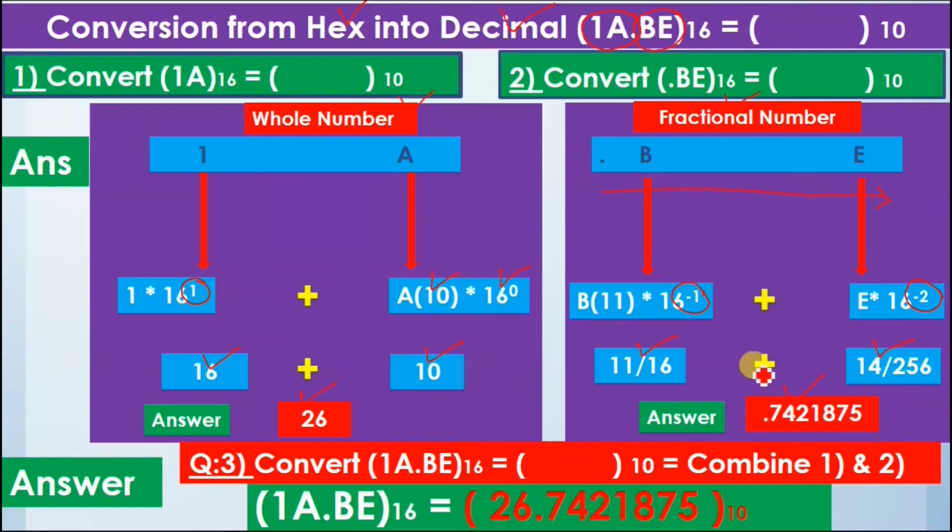and then we get this value 0.7421875. Now again we will combine the answer of part 1 and also the answer of part 2, and we will get the final answer as 26.7421875 in decimal, which is the final answer.